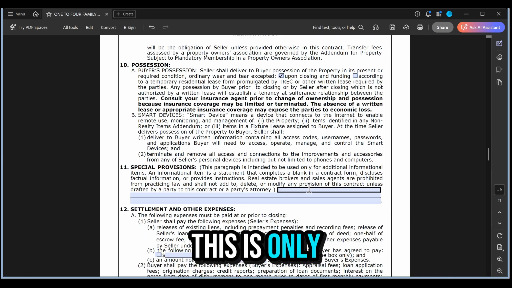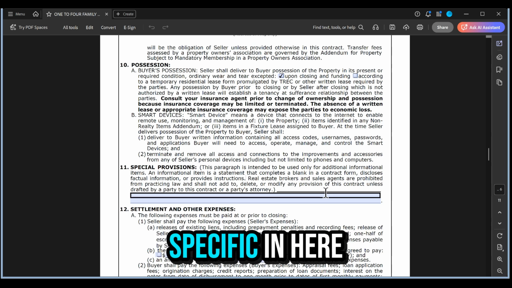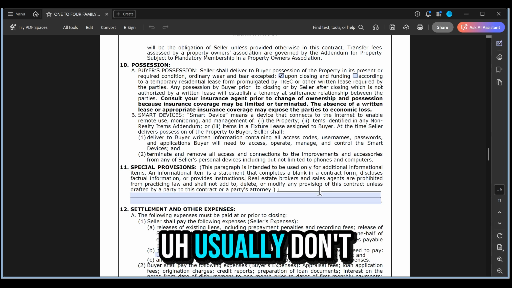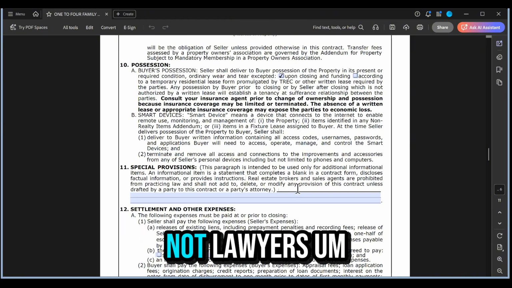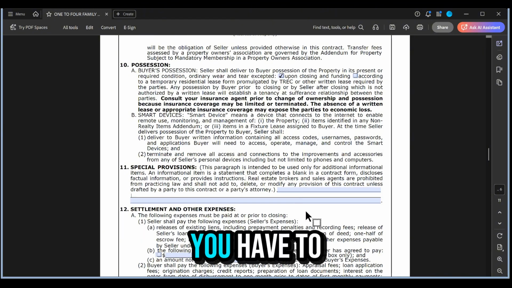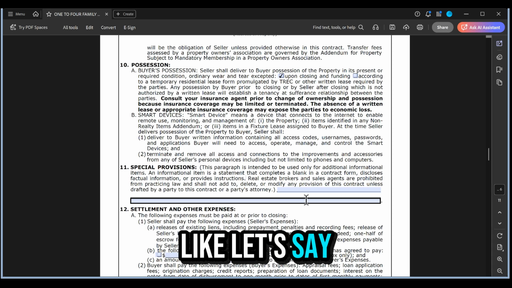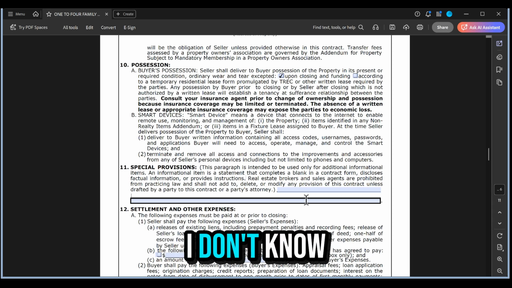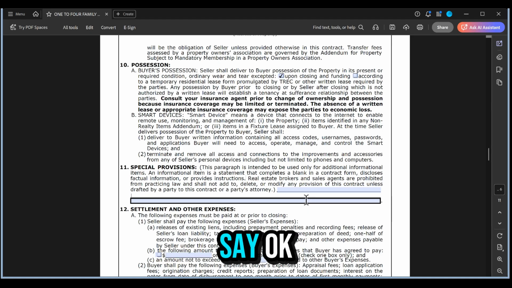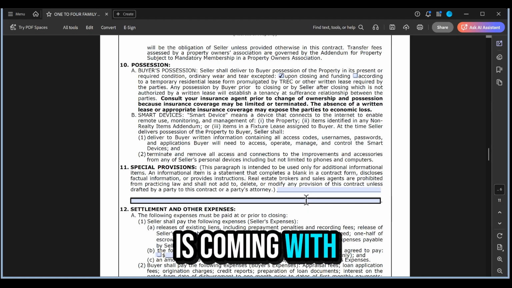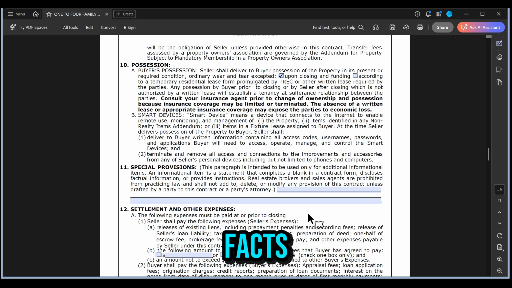Special provisions. This is only facts, so something very specific in here. Usually, realtors should not type anything in here because we're not lawyers. You have to put a real hard fact, like, let's say, for instance, there's an extra door that comes with the property or something. And then you could say, hey, okay, that door is coming with it. It had to be something very factual.